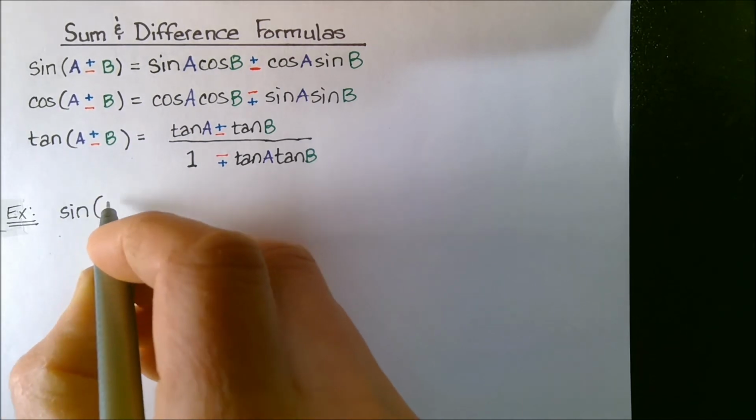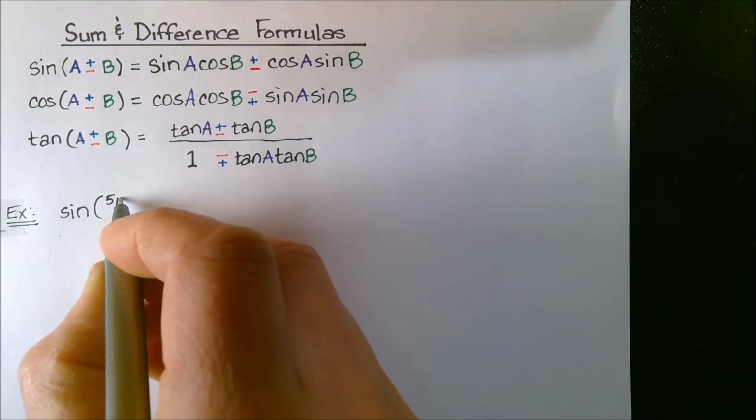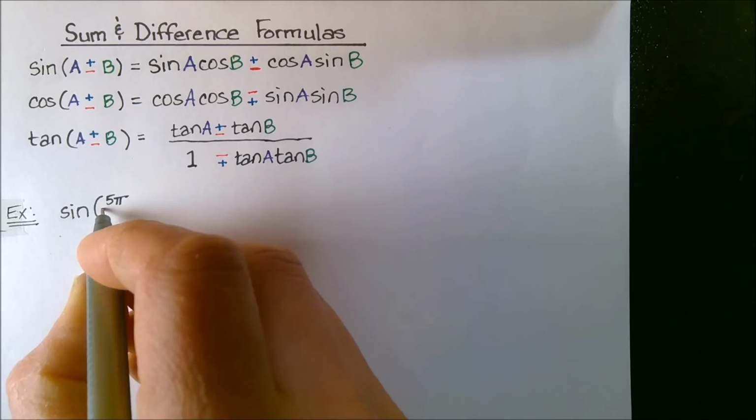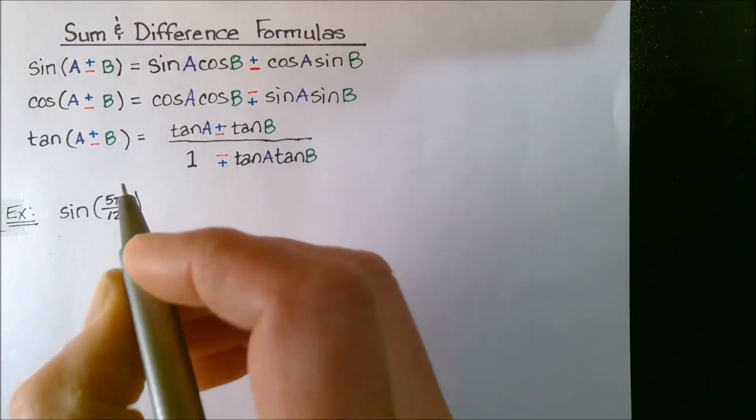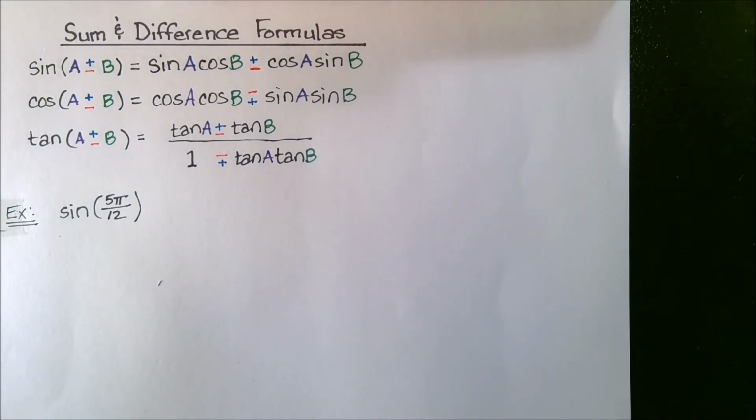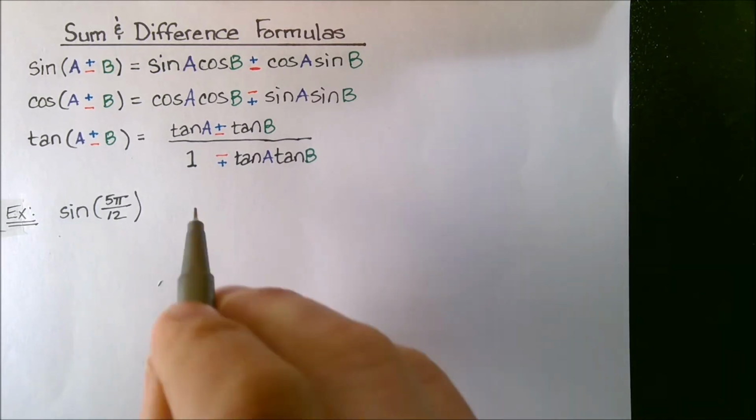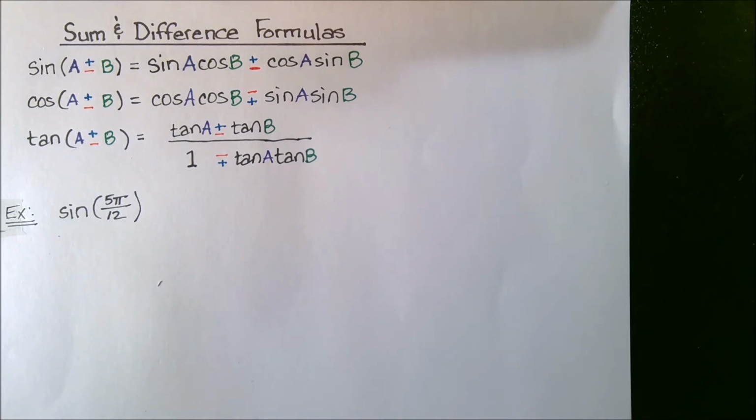Sine of 5 pi over 12. I have no idea what that is because 5 pi over 12 is not a special angle. It's not. So what I'm going to try to do, I'm going to do a little scrap work here. I'm going to go, okay, wait a second. I've got 5 pi over 12.